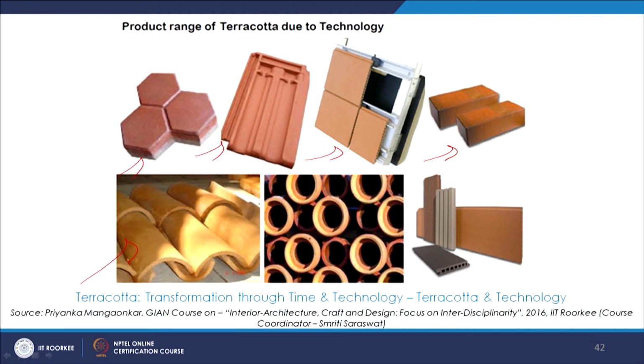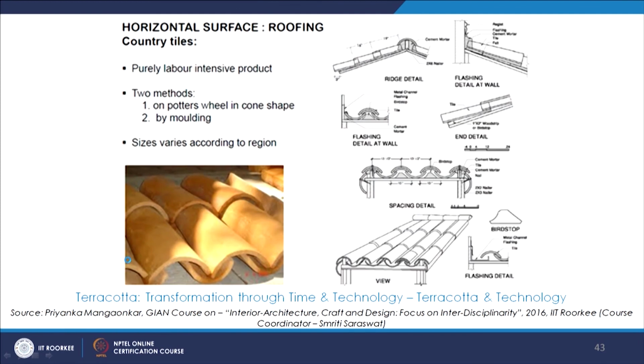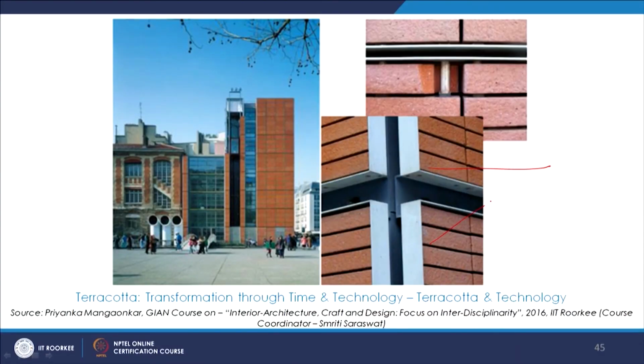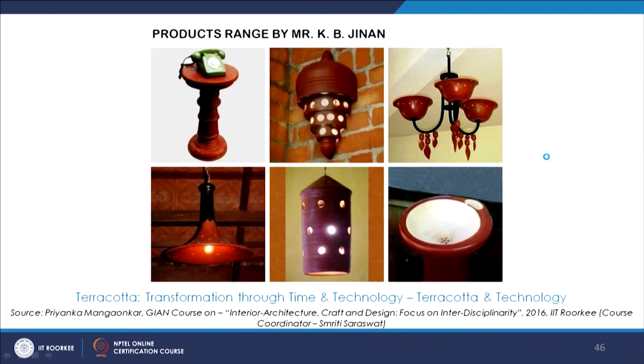There are pavers, there are tiles, and they are used for different purposes, and there are different kinds of technical drawings that explain the usage and the details through which that accuracy could be achieved on site. We saw these flooring tiles and paver blocks, which are again made out of terracotta, and we could make different patterns and compositions and use them in our landscaping and for different pavements. And again we saw the transformation in terracotta through technology, and there are different kinds of applications that we see now. Again we saw these examples of different products which are being used.